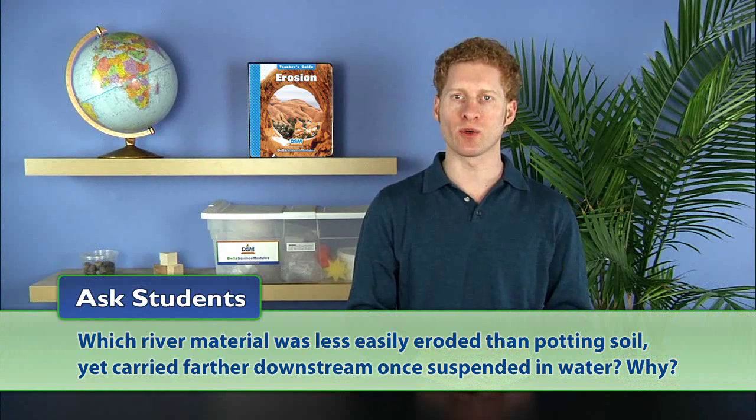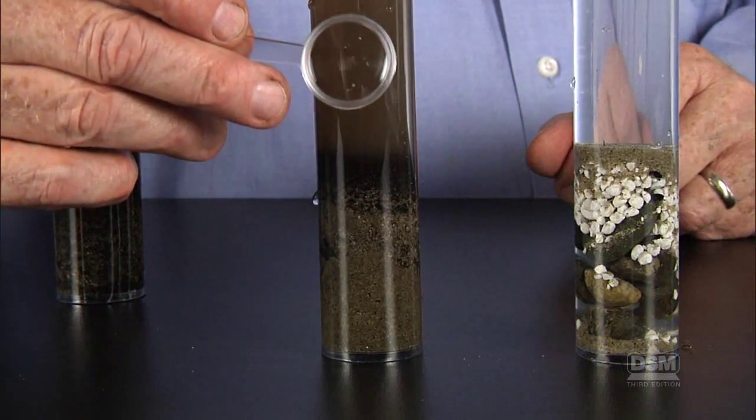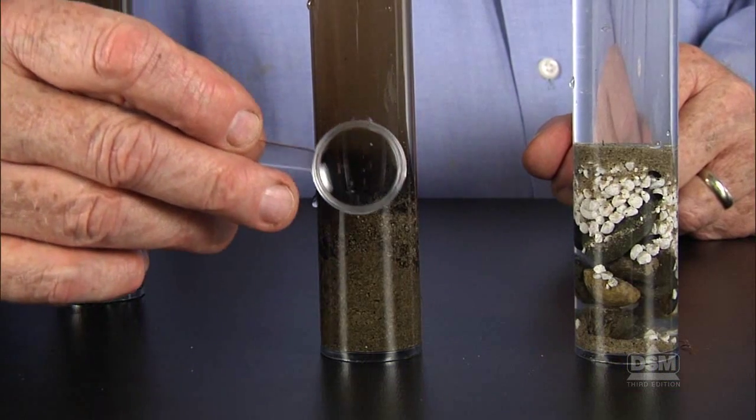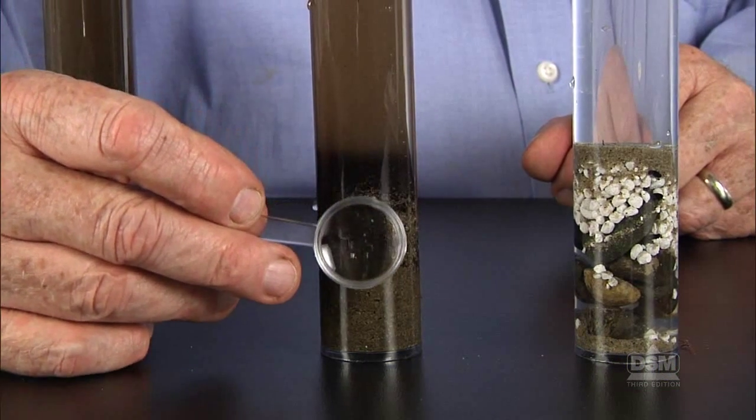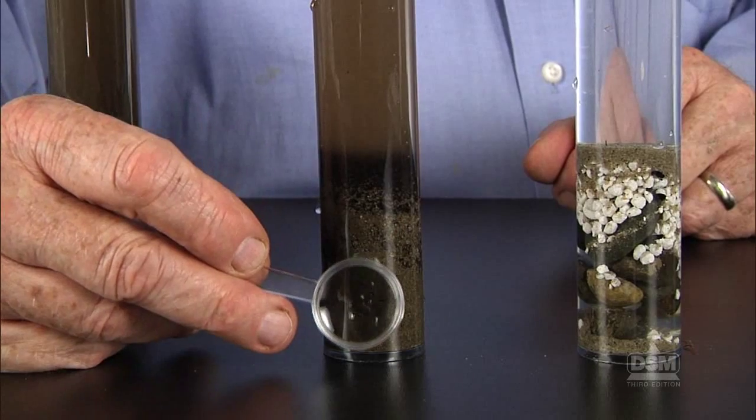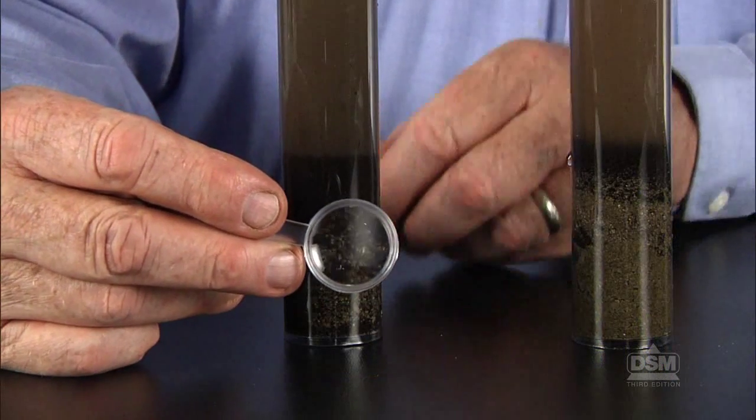Then ask students which river material was less easily eroded than potting soil, yet carried farther downstream once suspended in water. Why? Students should have observed the clay soil moved farther downstream. Explain that clay particles are smaller than potting soil particles and so are carried farther downstream by running water. However, because they are sticky, they hold together once deposited and are not as easily eroded as the larger but less sticky particles of potting soil.